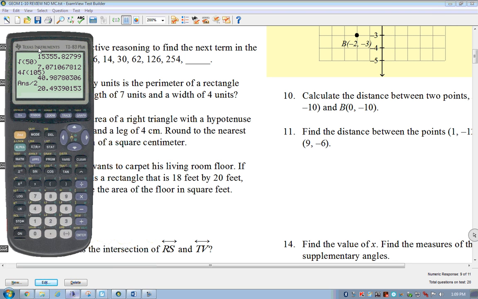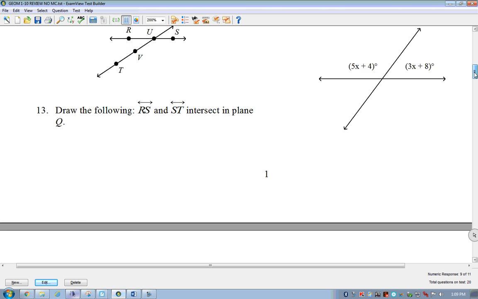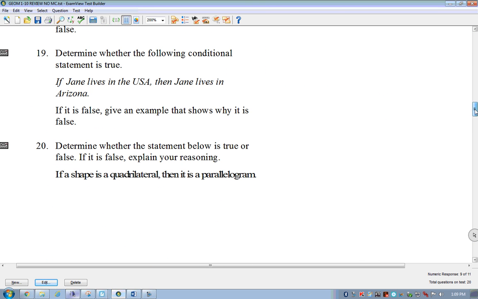Let's see, after that, that was 7. So we need what, number 20? Okay, let's come on down to number 20. Determine whether the statement below is true or false. If false, explain your answer. If a shape is a quadrilateral, then it is a parallelogram. Is that true? Yes or no? No. No. Okay. You're correct. It is false.